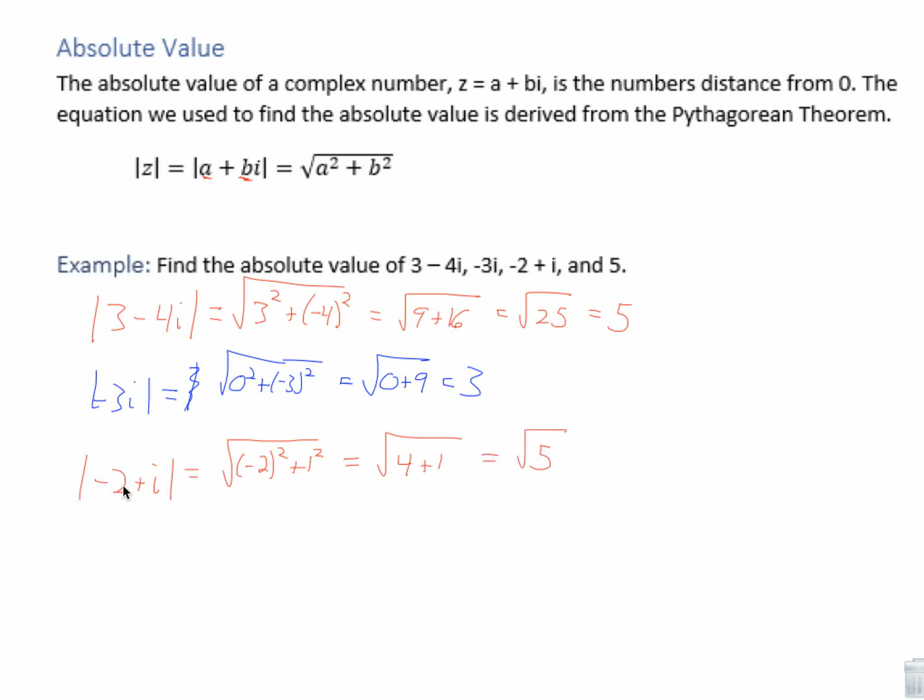So the absolute value of this is square root of 5. And then the last one, well, this is the absolute value of 5. Well, we already know what that is. It's a real number, so we don't even have to use our formula up here. We can look at it just to show that it does work.